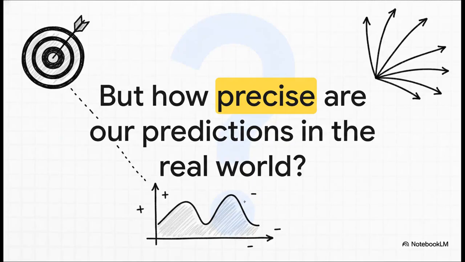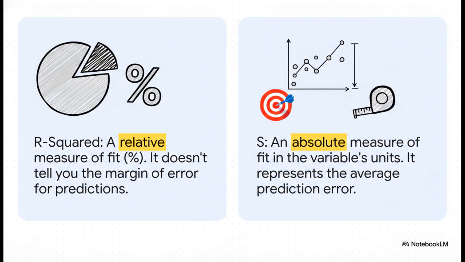A percentage is kind of abstract. It doesn't really tell you how close your predictions are in the real world. I mean, is explaining 76% good enough? To know that, we need to know what our margin of error looks like. And for that, we need to look at r-squared's less famous but way more practical cousin, s, the standard error of the regression. Well, r-squared is a percent, s is measured in the actual units you care about.